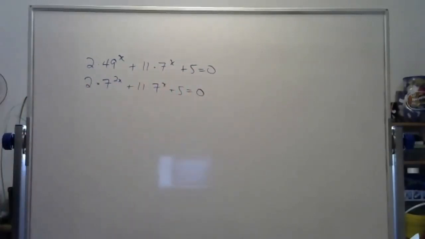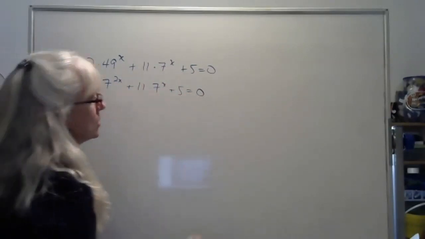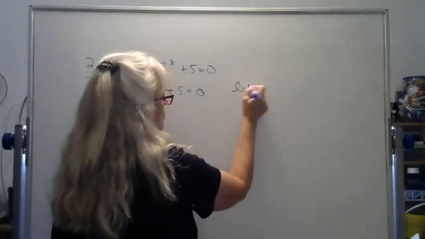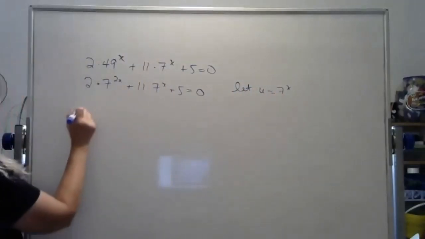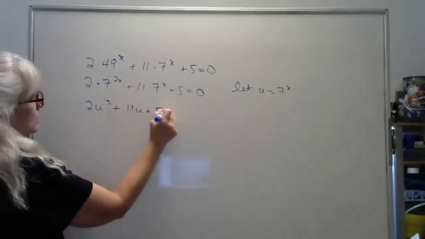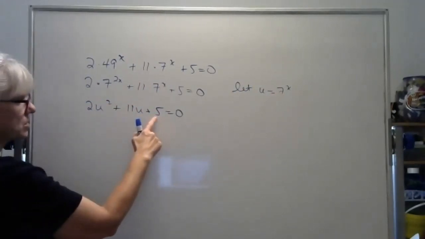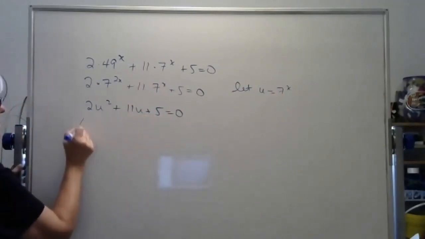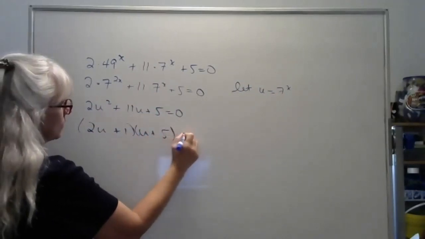And now I feel more comfortable with it because I can see the 7 to the 2x and the 7 to the x sitting there. So we'll come in and do our substitution. So we're going to let u equal the 7 to the x. So the first term becomes 2u squared plus 11u plus 5 is equal to 0. And now we're going to factor that. So 2 times 5 is 10. Factors of 10 that add to 11 are 10 and 1. So that's going to factor into 2u plus 1 and a u plus 5.